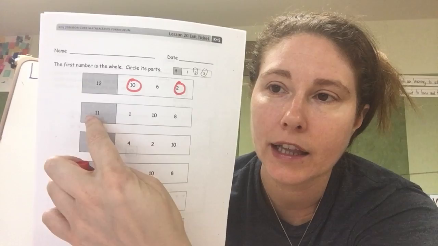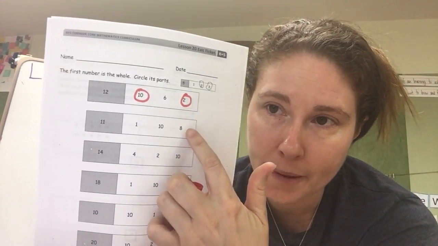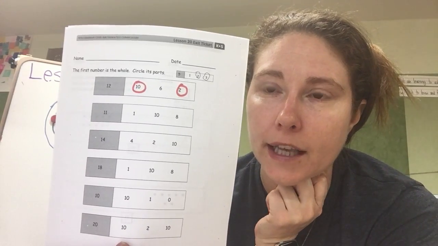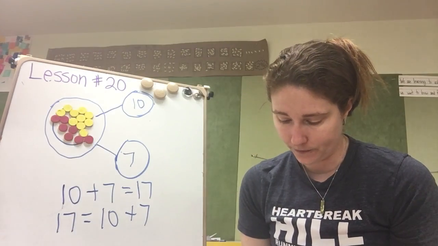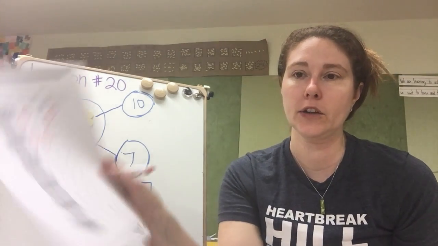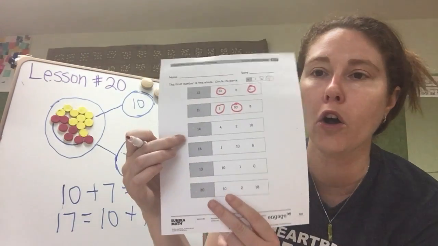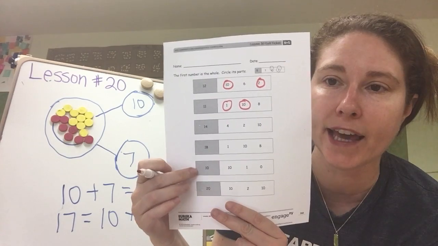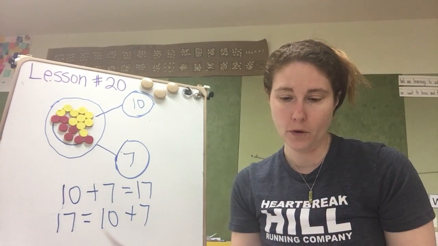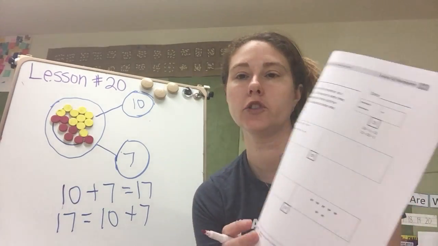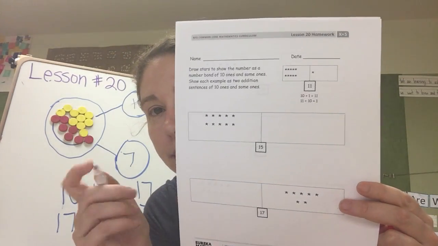Okay, the next one, 11. So there's 3 numbers here, 8, 10, and 1. Which 2 numbers make 11? 10 and 1. Awesome. And now you can do the rest on your own. The whole is 14, 18, 10, and 20. And then there's a couple more pages where you're just drawing in the parts.